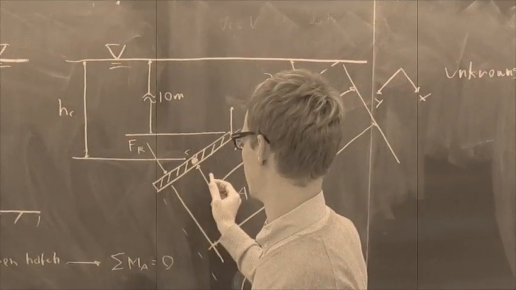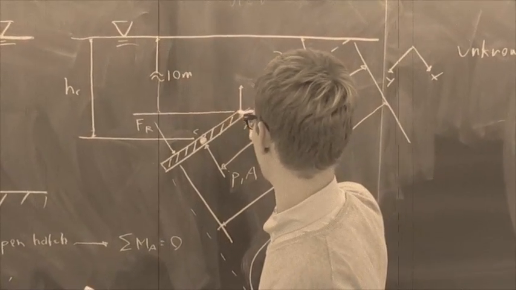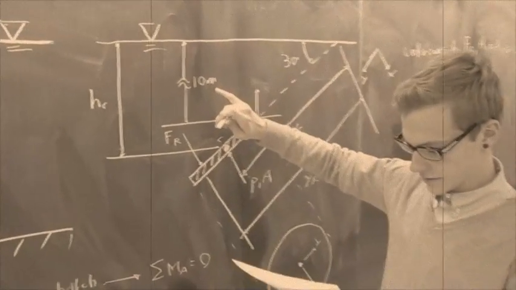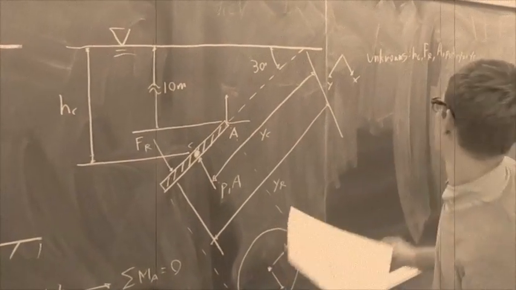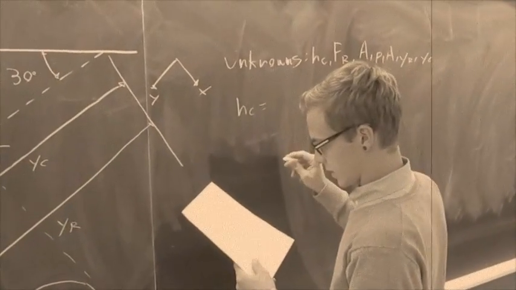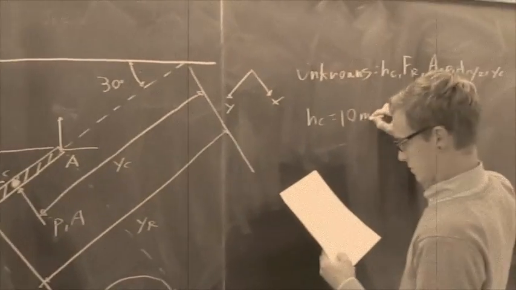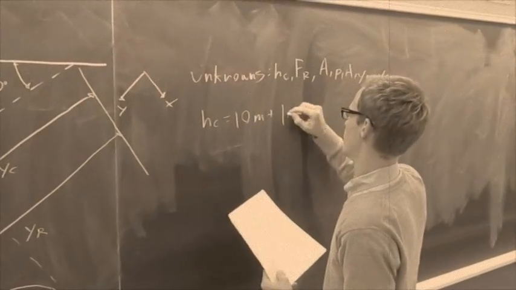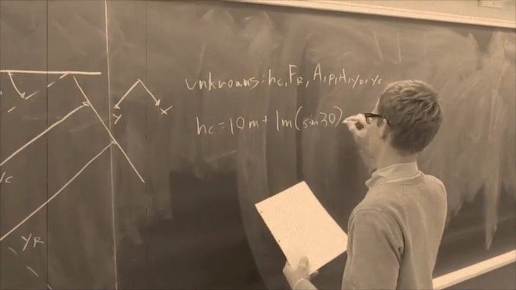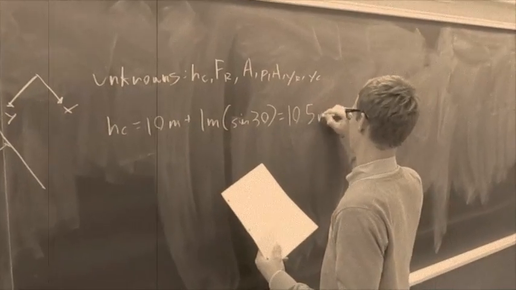So starting with Hc, if you know that this is 10 meters, and you know that from here to here is 2, then to figure out Hc, you need to find the vertical distance from this point to the centroid, and then add it to 10. So to obtain Hc, it's going to be your 10 meters plus 1 meter sine 30 degrees, which gives you 10.5 meters.